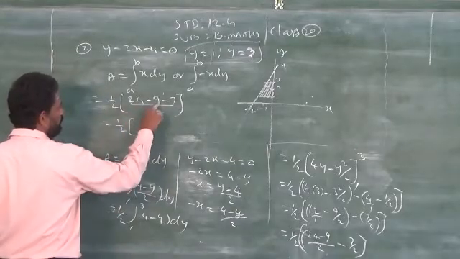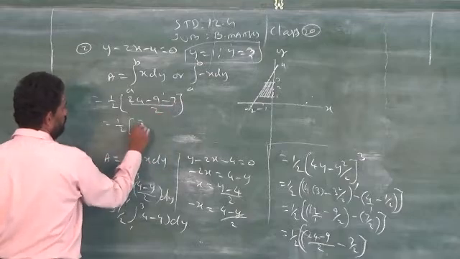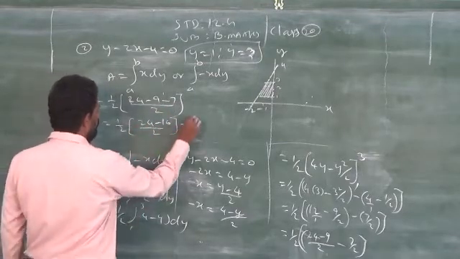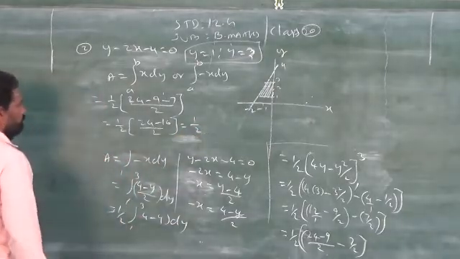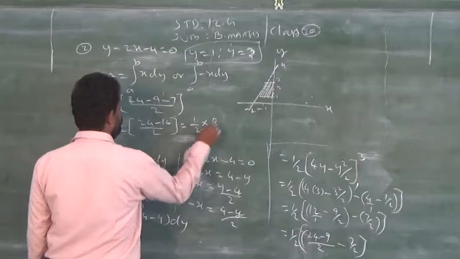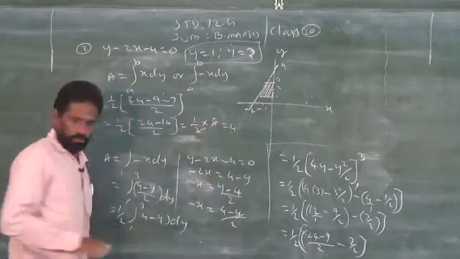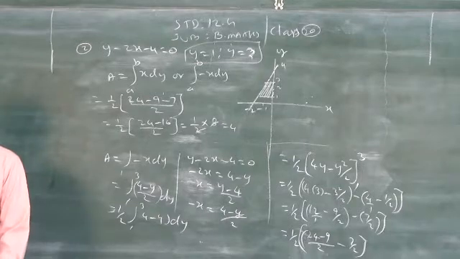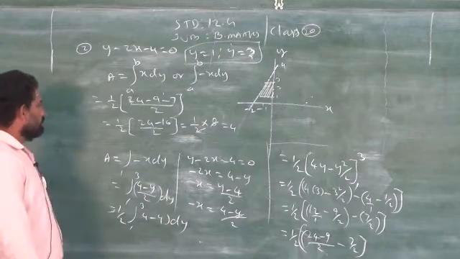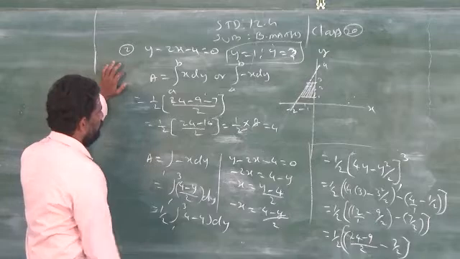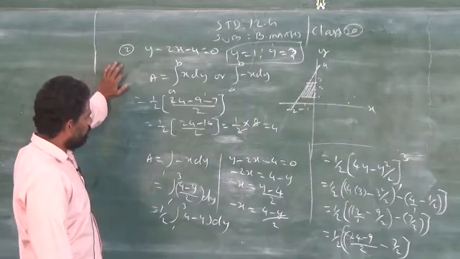24 minus, this is minus 16. So, 24 minus 16 by 2, then 1 by 2. When you subtract, what will be the answer? 8. So, you will get 4 square units. But it is given 2 square units. So, check, we made a mistake somewhere. We should get 2 square units instead of 4 square units.